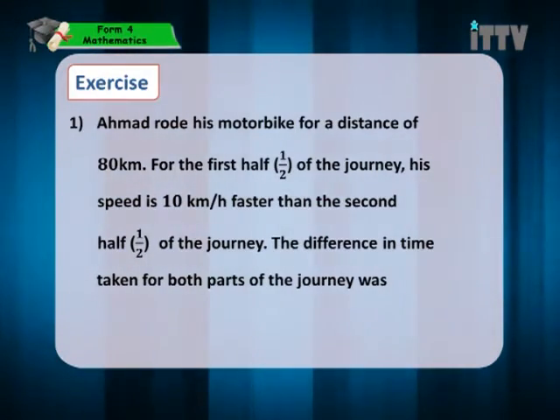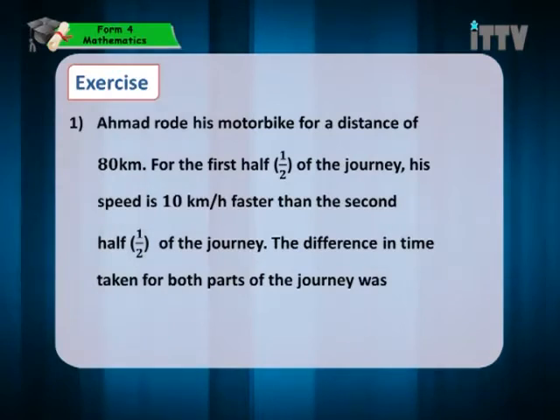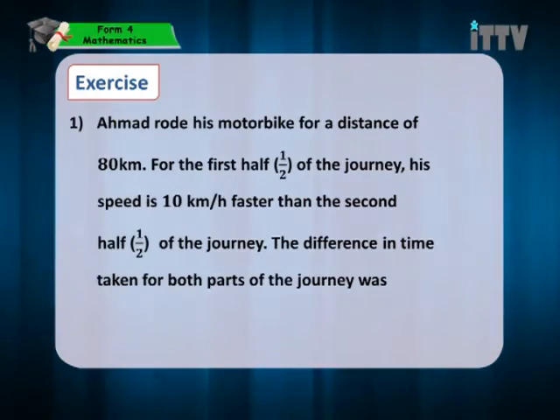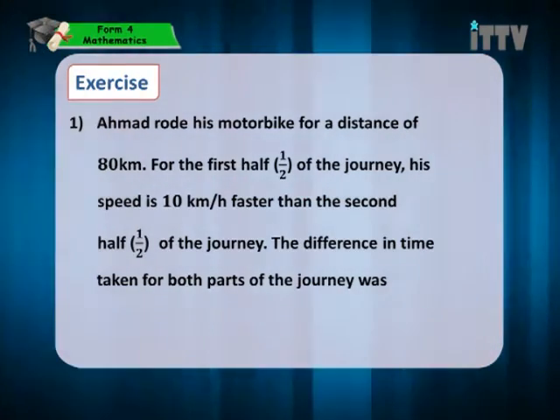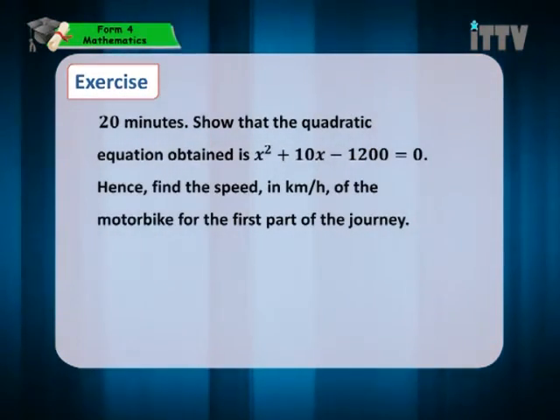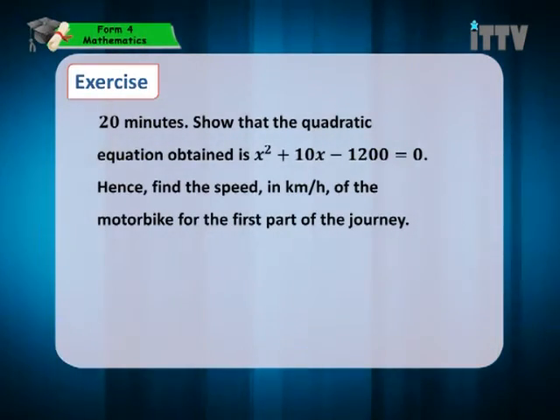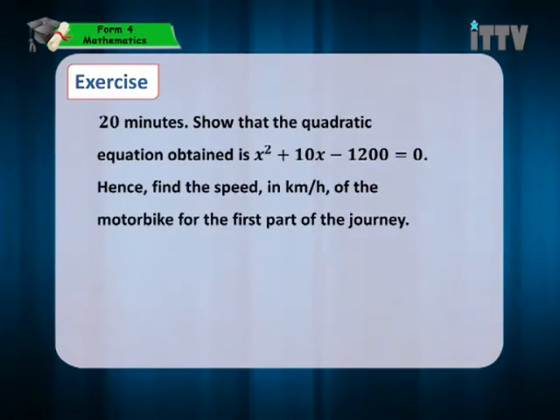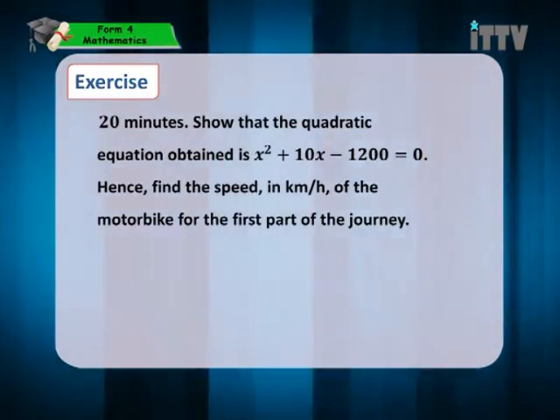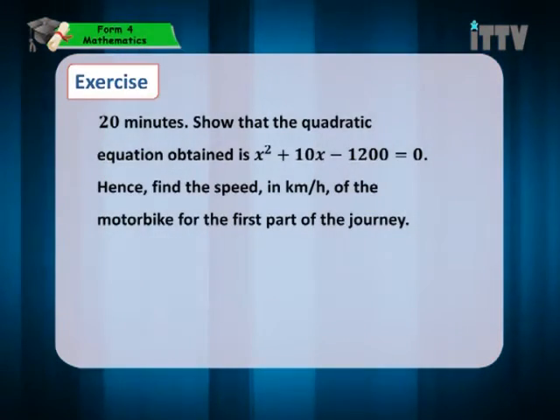For the first half of the journey, his speed is 10 kilometers per hour faster than the second half of the journey. The difference in time taken for both parts of the journey was 20 minutes. Show that the quadratic equation obtained is x squared plus 10x minus 1200 equals 0. Hence, find the speed in kilometers per hour of the motorbike for the first part of the journey.